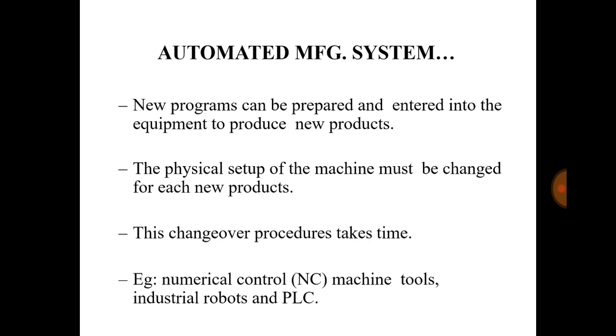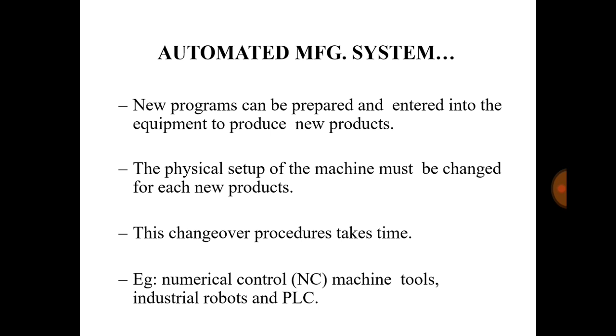A new program can be prepared and entered into the equipment to produce the new product. As the product changes, you have to change the program of instructions, and by simply changing the program you can manufacture another product from the same machine. However, the physical setup of the machine must be changed for each new product. So if the product is changed, you have to change the setup of the machine.